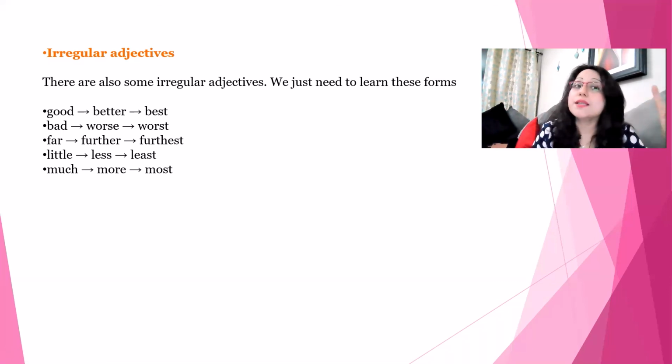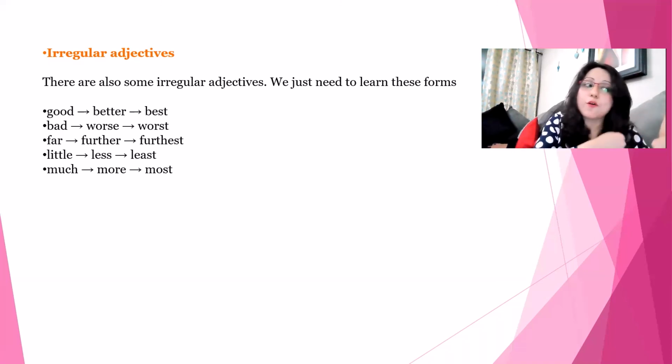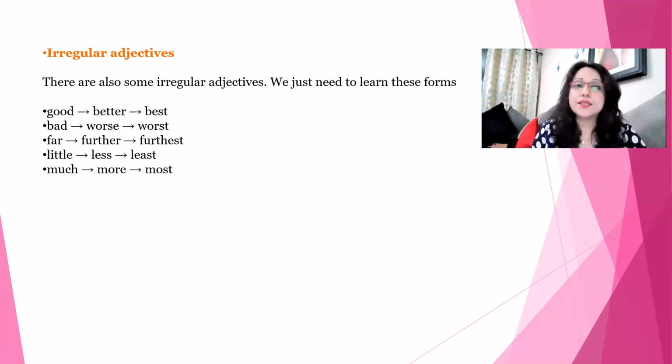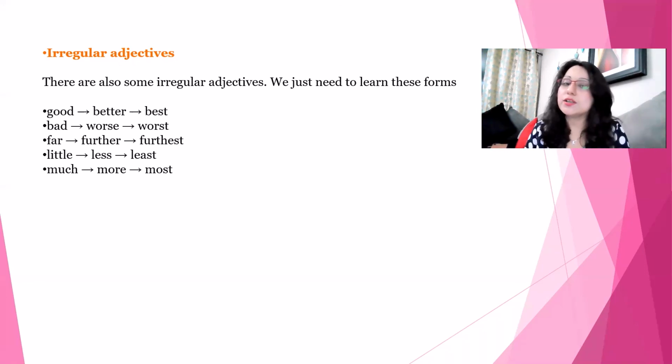But with your one syllable, we add ER for your comparative and EST to make them into superlative form. With two syllables, we can add ER and we can also add EST, and we can also use more and the most. But whenever you have more than two syllables, you can only make your comparatives by using more. And when you have to make your superlative, you have to use the most.